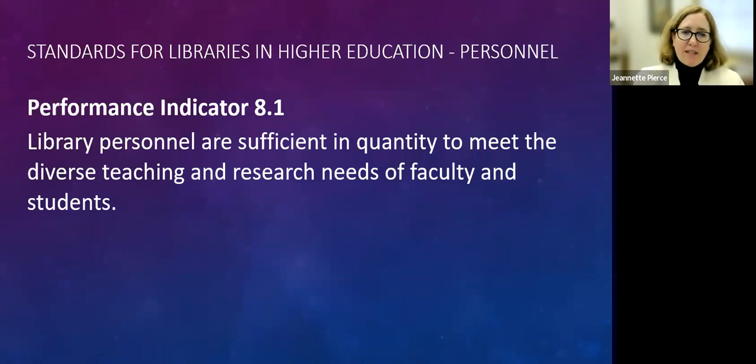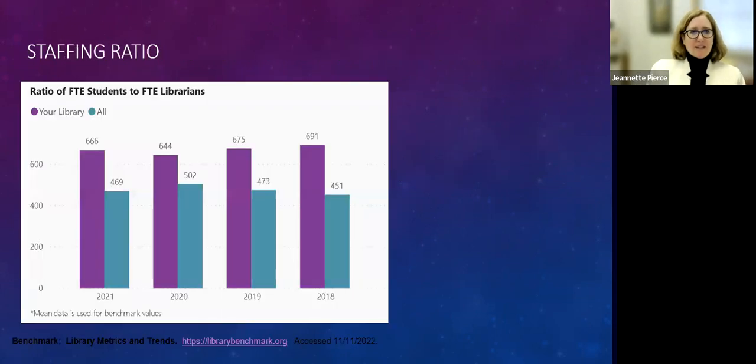And then performance indicator for personnel, 8.1, library personnel are sufficient in quantity to meet the diverse teaching and research needs of faculty and students. Our profession doesn't have a lot of strong standards for this kind of question. So we rely a lot on that peer analysis to have an understanding of what might be a reasonable level of support in libraries. So go ahead and go to the next slide there.